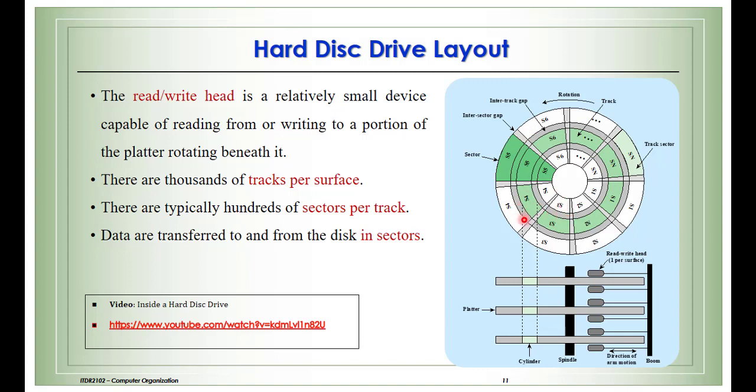Each surface is made of something called tracks. You see the circle, this one is a track, this is another track, and here is another track. Each track is made of something called sectors. For example, in this track we have sector 1, sector 2, sector 3, sector 4, 5, 6, etc. The data will be stored in the sectors, so we can read and write sectors from the hard disk drive.